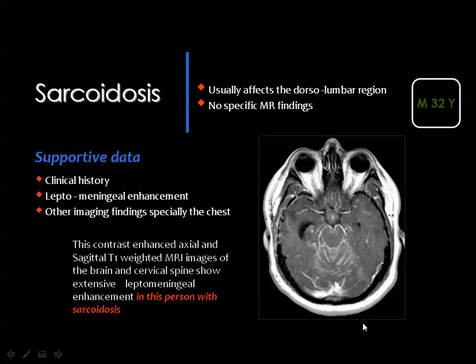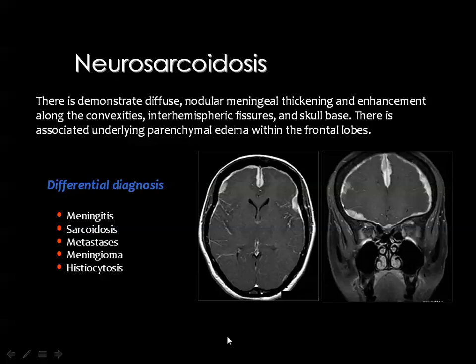Then you see here an injection of contrast in this T1 weighted MR image, and you see leptomeningeal enhancement in the cerebellar folia, as well as in the basal cisterns around the brainstem, as well as in the suprasellar area. This leptomeningeal enhancement is not specific for sarcoid, and you reach the diagnosis of sarcoid by the clinical history and other imaging findings, especially in the chest. And leptomeningeal enhancement has a long list of differential diagnoses.